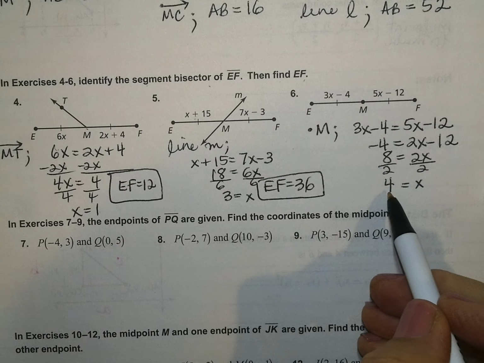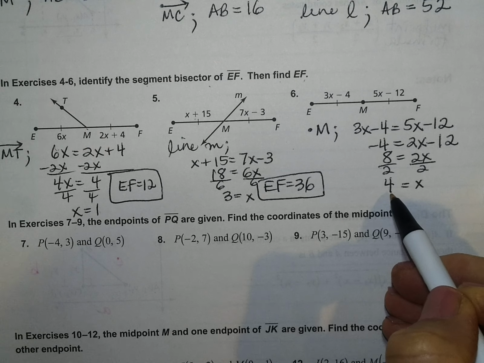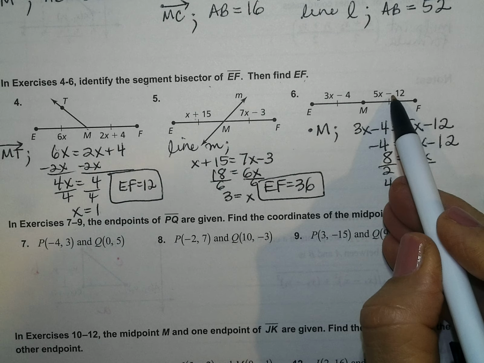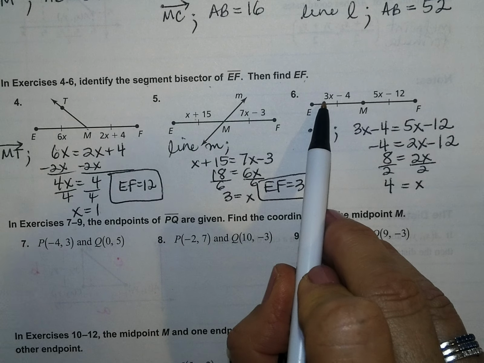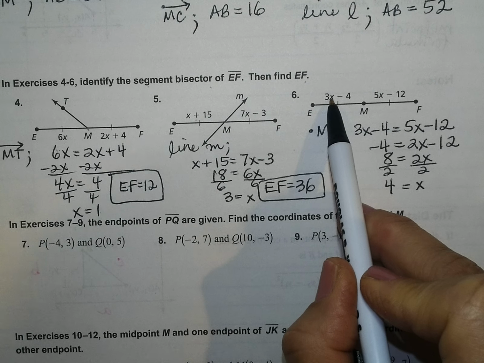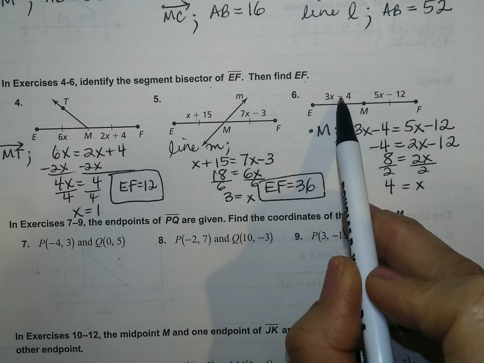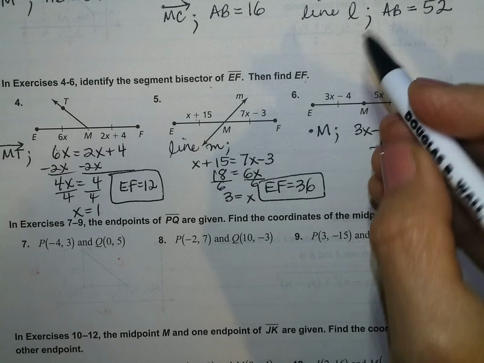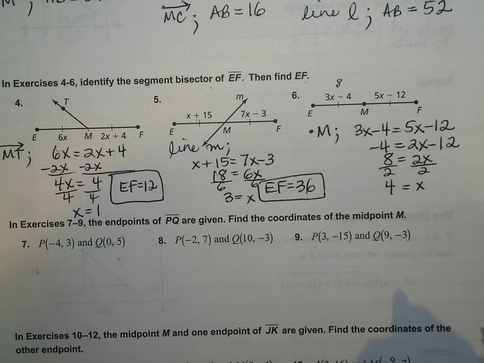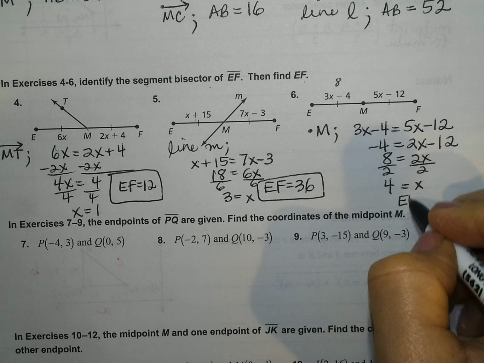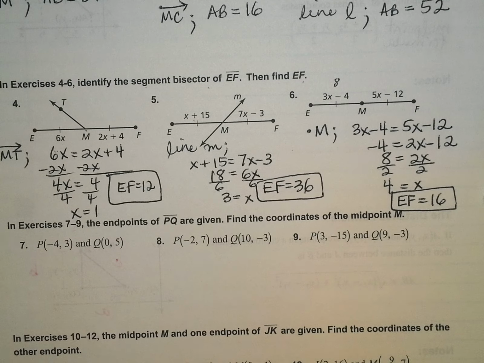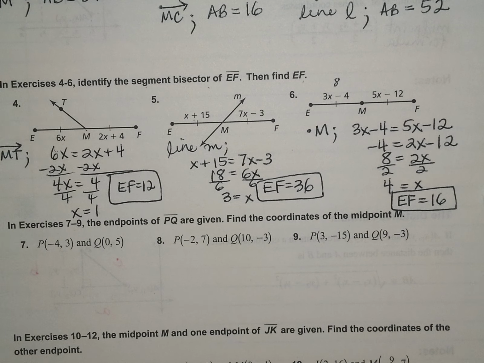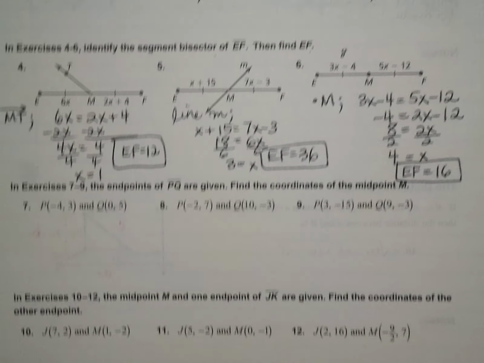Again, I'm going to take the 4. I'm going to plug it in. Now, it doesn't matter which one I plug it into, but these numbers look smaller, so I always try to make things easier for myself. 3 times 4 is 12. 12 minus 4 is 8. And so if EM is 8, then EF is 16. Again, even though you got the variable, you still have to go and answer the question.